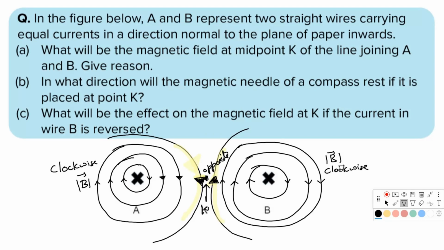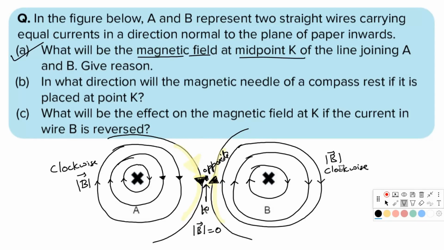So at point A, magnetic field strength is going to be 0. And that point will be under the influence of Earth's magnetic field, but not due to the magnetic field due to these current carrying conductors. So the first question I guess I answered. What will be the magnetic field at the midpoint?